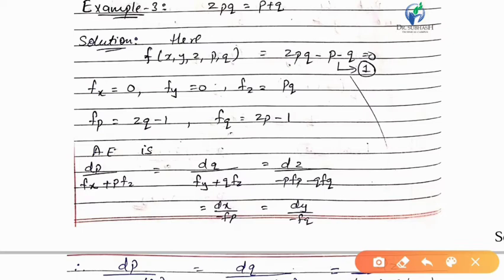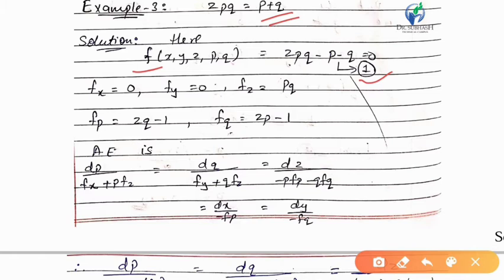zpq equal to p plus q. I will do the same procedure here. I am taking this p plus q to the other side and name it as function f of x, y, z, p, q equal to zpq minus p minus q equal to 0, and name it as equation 1. I will find all the 5 derivatives.